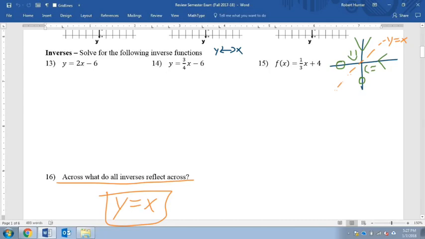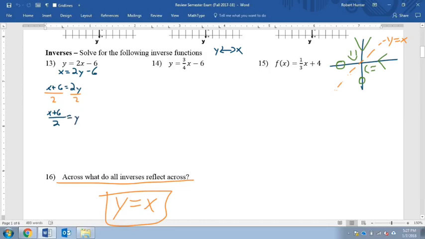Okay, so let's solve a few of these. Number 13. So start off, switch x and y. So wherever I see a y, I put an x. Wherever I see an x, I put a y. And you resolve for y. Add your 6, so that's x plus 6 equals 2y. Divide everything by 2. And this is one of those things where you might see it like this. So you get x plus 6 divided by 2 equals y.